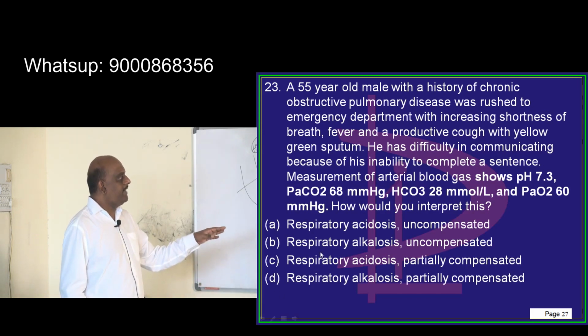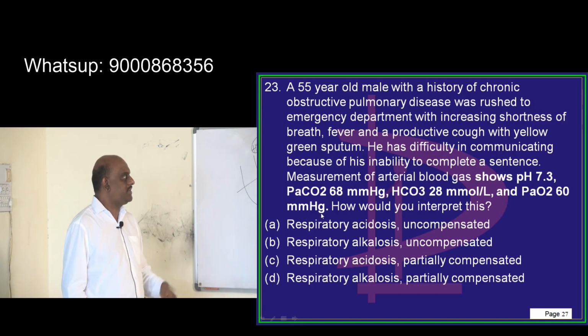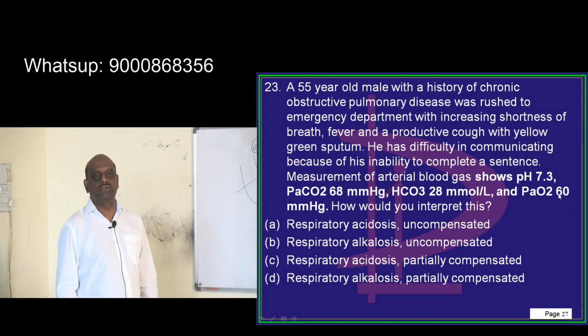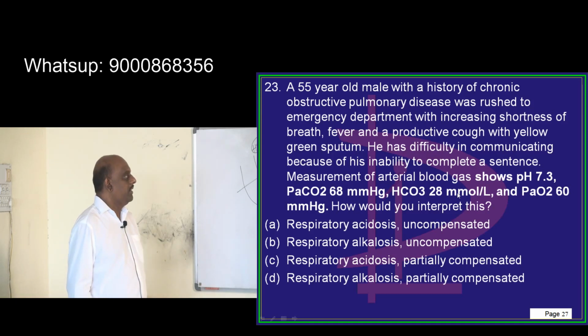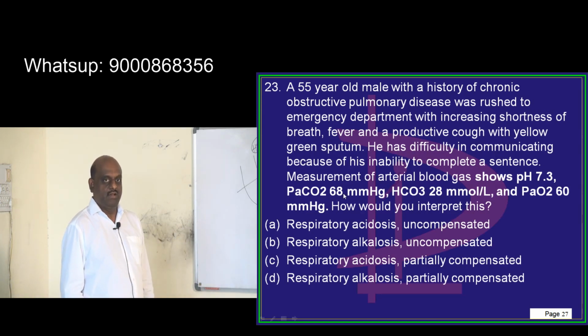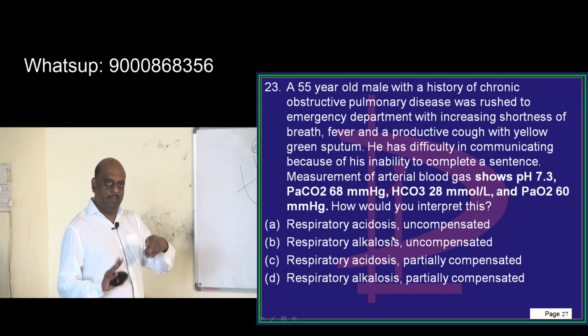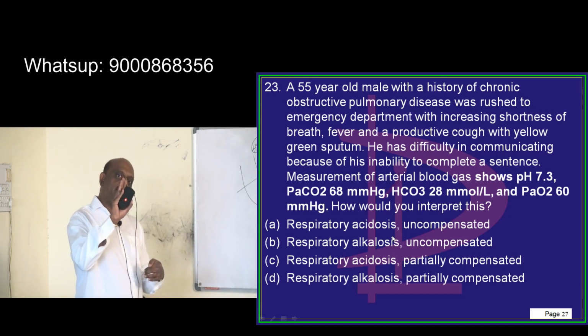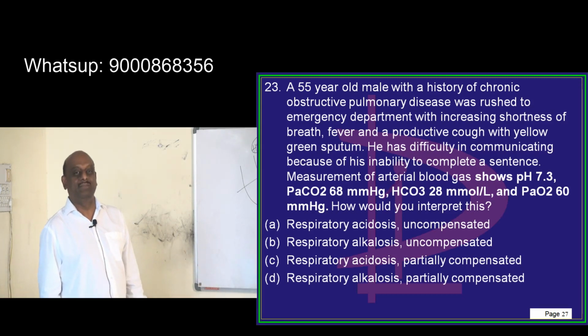pH 7.3, PaCO2 68, bicarbonate 28, PaO2 60. What would you like to call this? It is a respiratory acidosis, all of us know. pH is acidic and PaCO2 is elevated, right? So when pH is decreasing and PaCO2 is increasing, they are in the opposite direction, which means ROME.